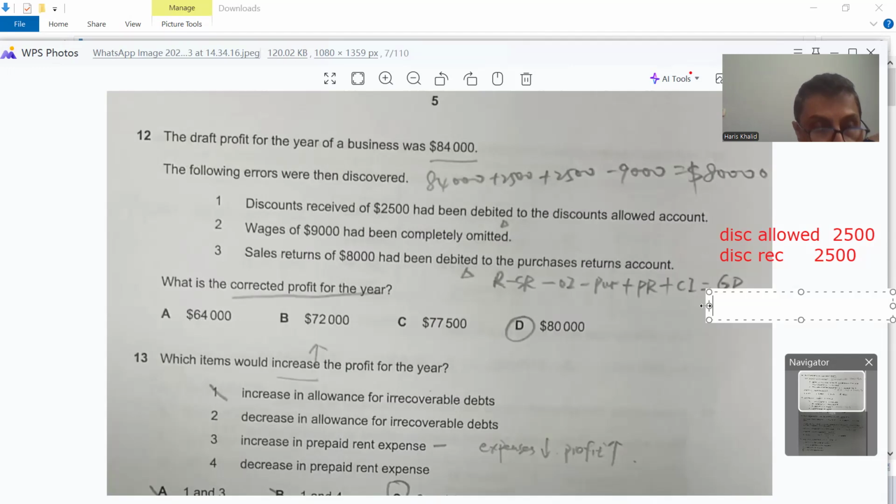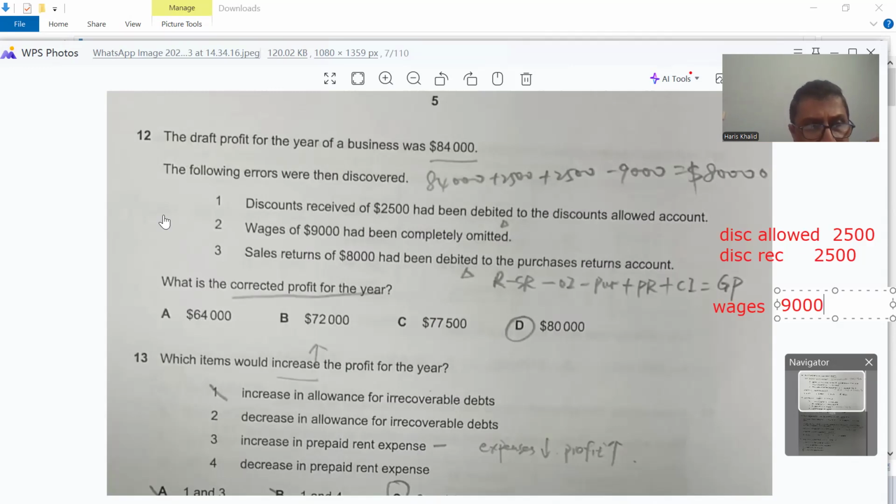Next entry, wages 9,000 completely omitted, wages debit, and you can say suspense or accrued wages are going to be credited. That is the liability. Sales return had been debited to purchase return account. So sales return, we have debited purchase return is credited, sales return is going to be debited. So it will not affect profit. So 84,000, both the things, discount allowed and discount received are credited, profit will be added. 84,000 plus 5,000, 89,000 minus expense are debited, profit will decrease. 80,000 is the answer. So D is the answer for this particular question.